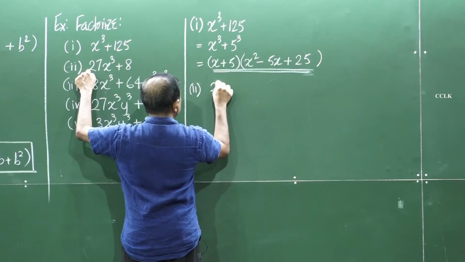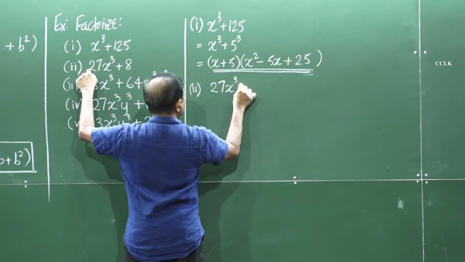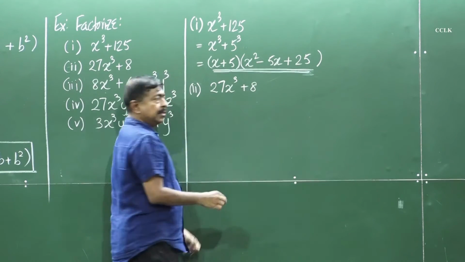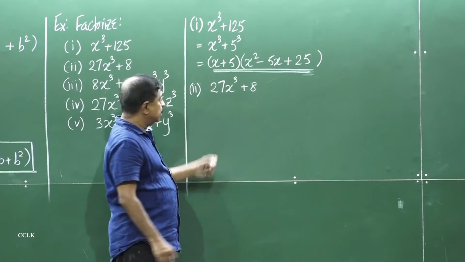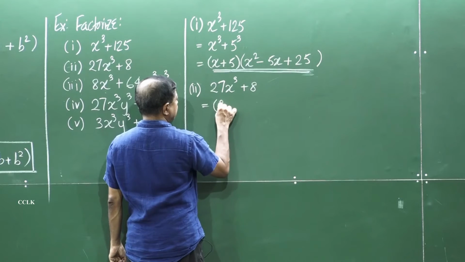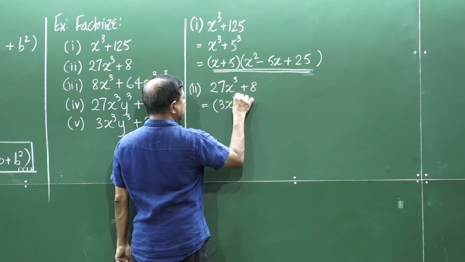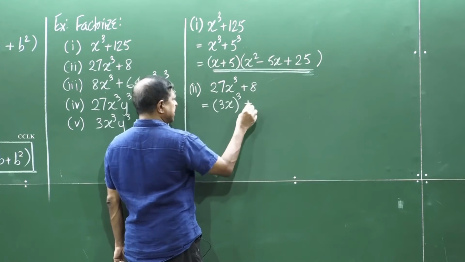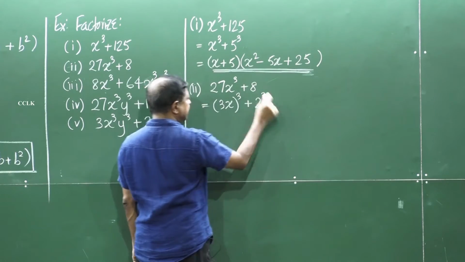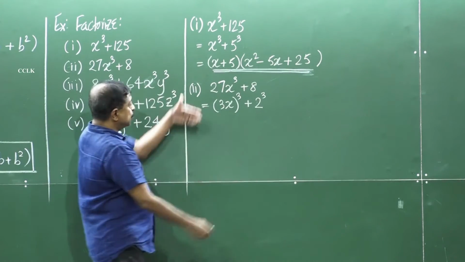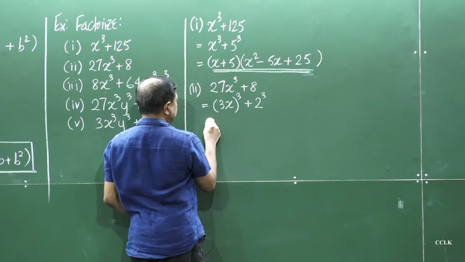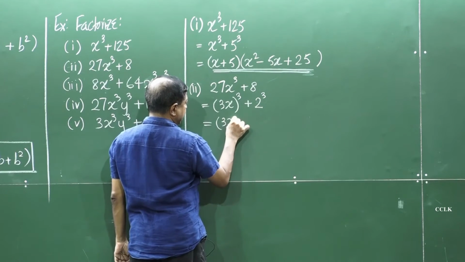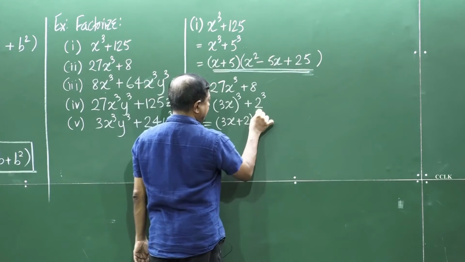This one, 27x cube plus 8. Now, using the rules of indices, you can see that this is 3 cube. So, you can write it as 3x quantity cube. Since we are allocating one line for that, we will write this as 2 cube. So, you can see if you close this, right, what you see is 3x plus 2. So, the first factor is 3x plus 2.